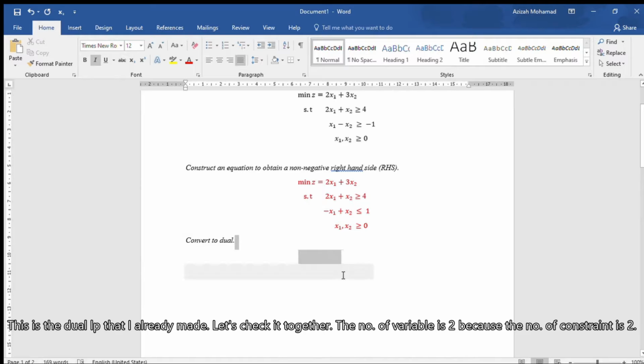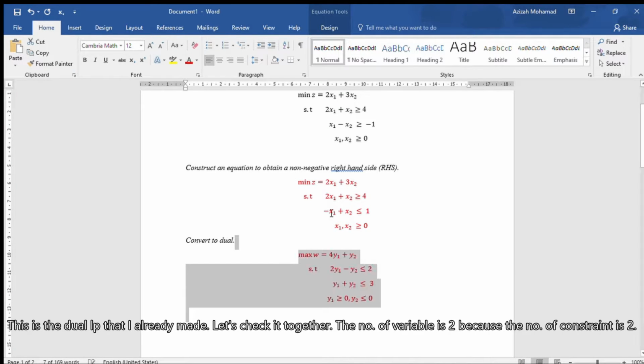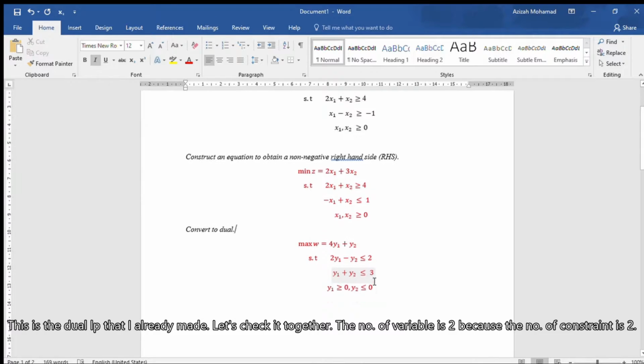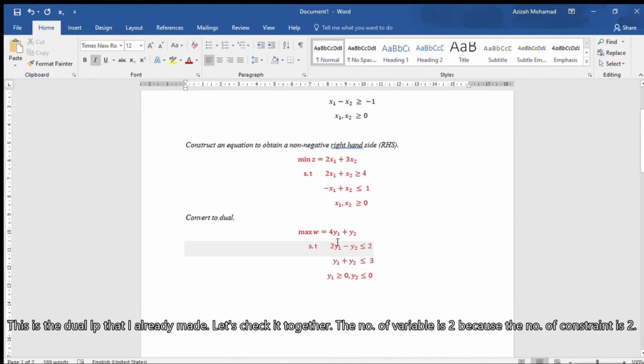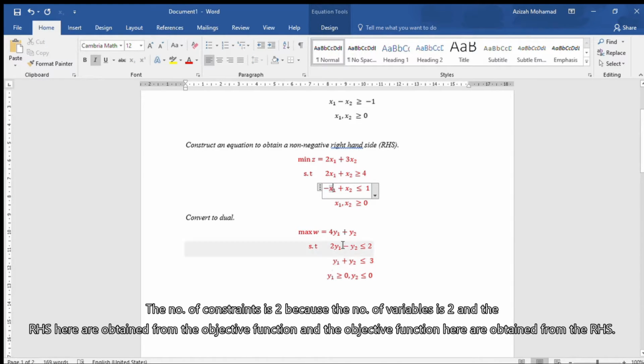So this is the dual LP that I already made. Okay, let's check it together. The number of variables is 2 because the number of constraints is 2. The number of constraints is 2 because the number of variables is 2. And the right hand side here is obtained from the objective function. And the objective function value here is obtained from the right hand side.